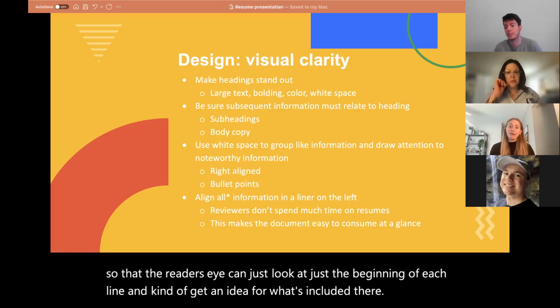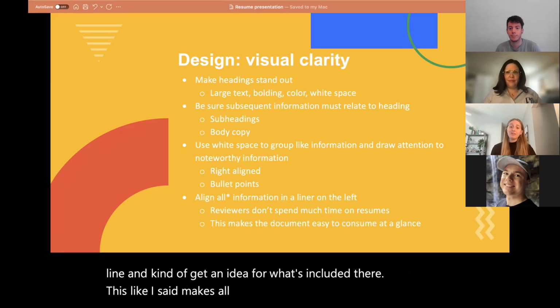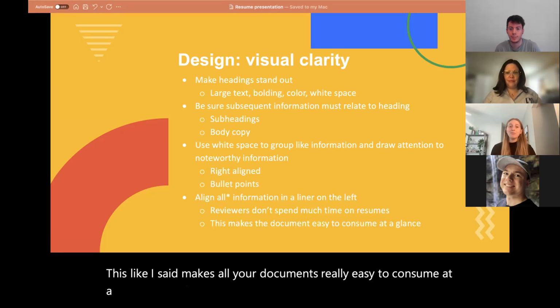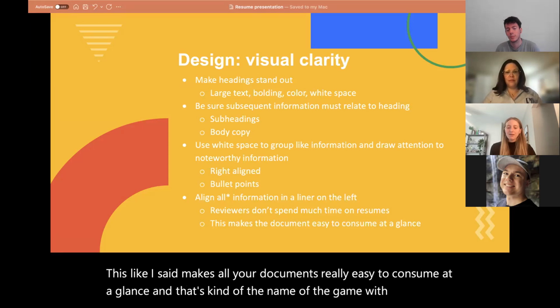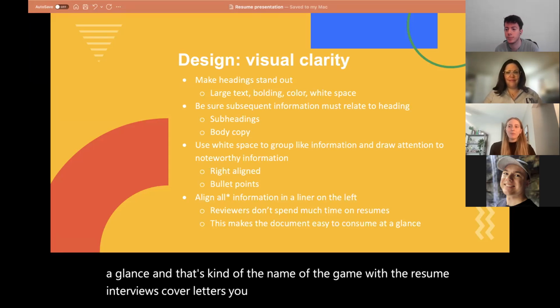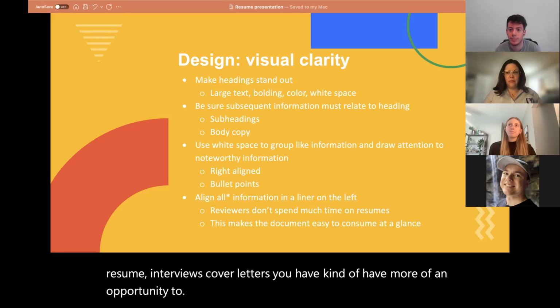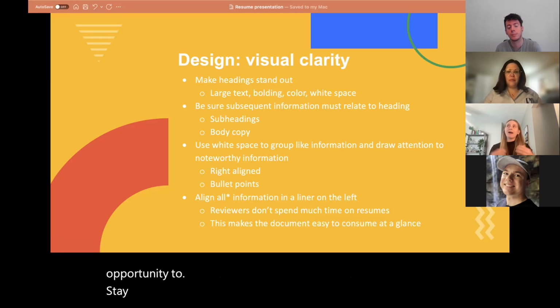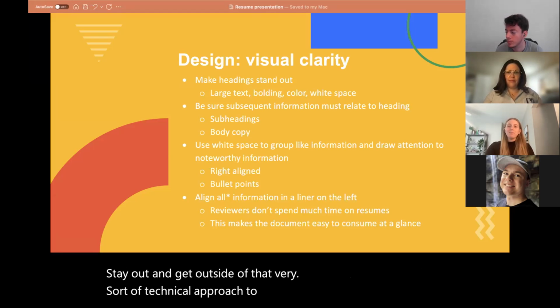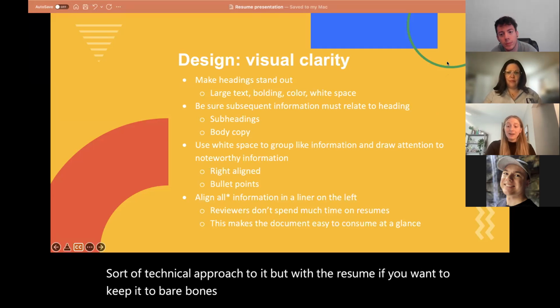This, like I've said, makes all your documents really easy to consume at a glance, and that's kind of the name of the game with the resume. Interviews, cover letters, you kind of have more of an opportunity to get outside of that very sort of technical approach to it. But with the resume, you want to keep it to bare bones and just easy to understand at a glance.